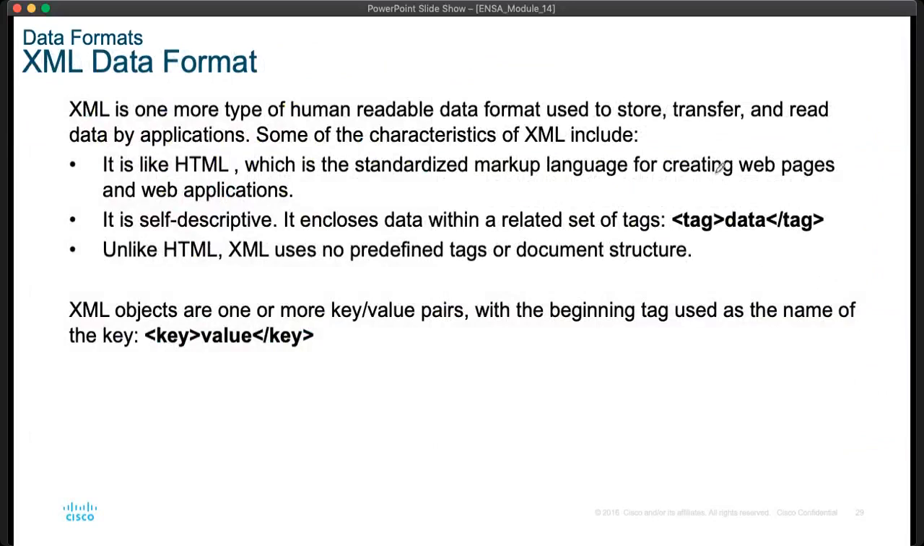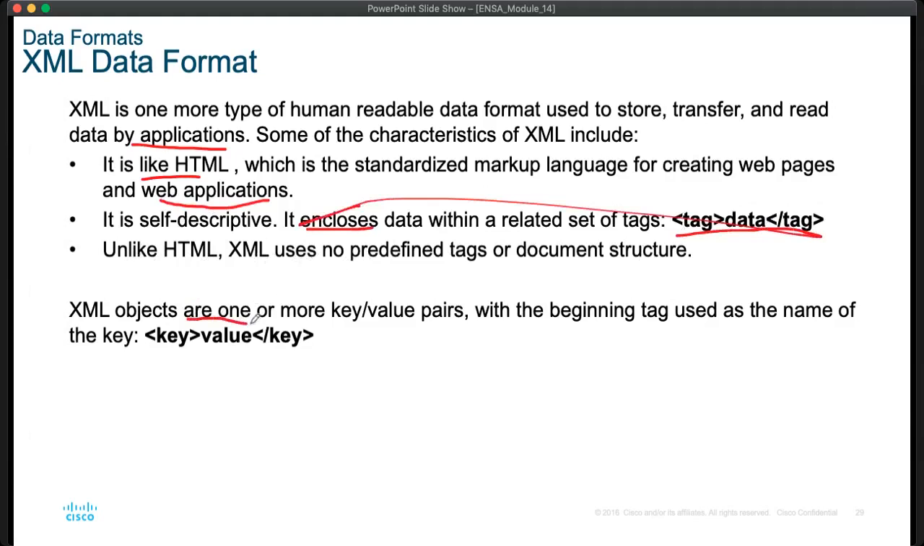XML data format. XML is another type of human readable data format used to store and transfer data, and to be read by applications. Some of the characteristics of XML include: it is like HTML, which is the standardized markup language for creating web pages and web applications. It is self-descriptive. It encloses data within a related set of tags, like this example. Unlike HTML, XML uses no predefined tags or document structure.